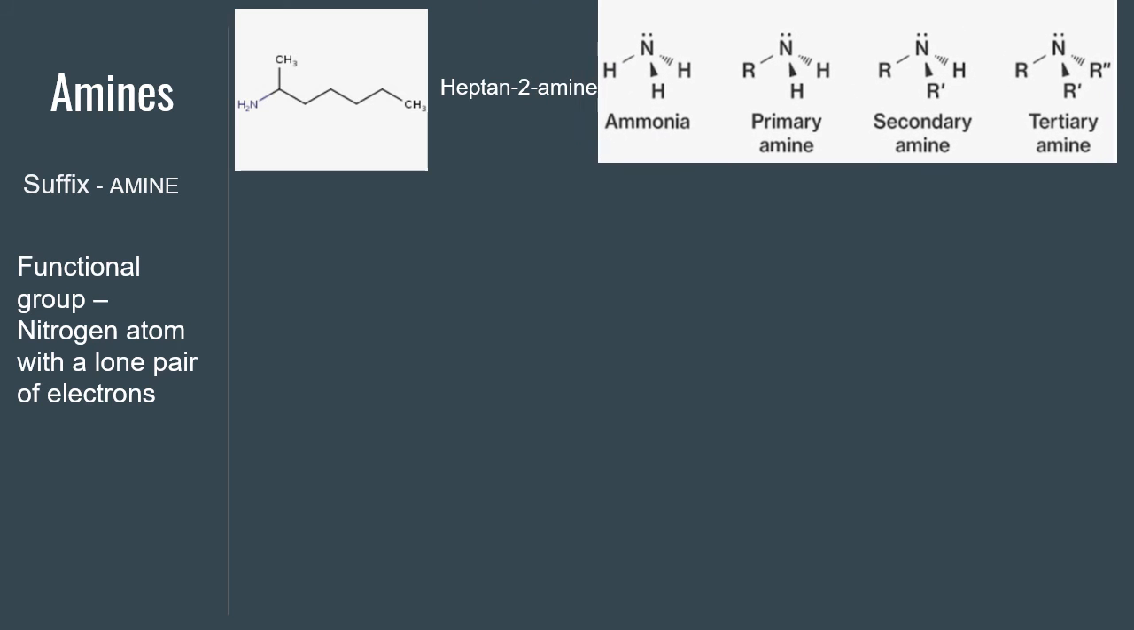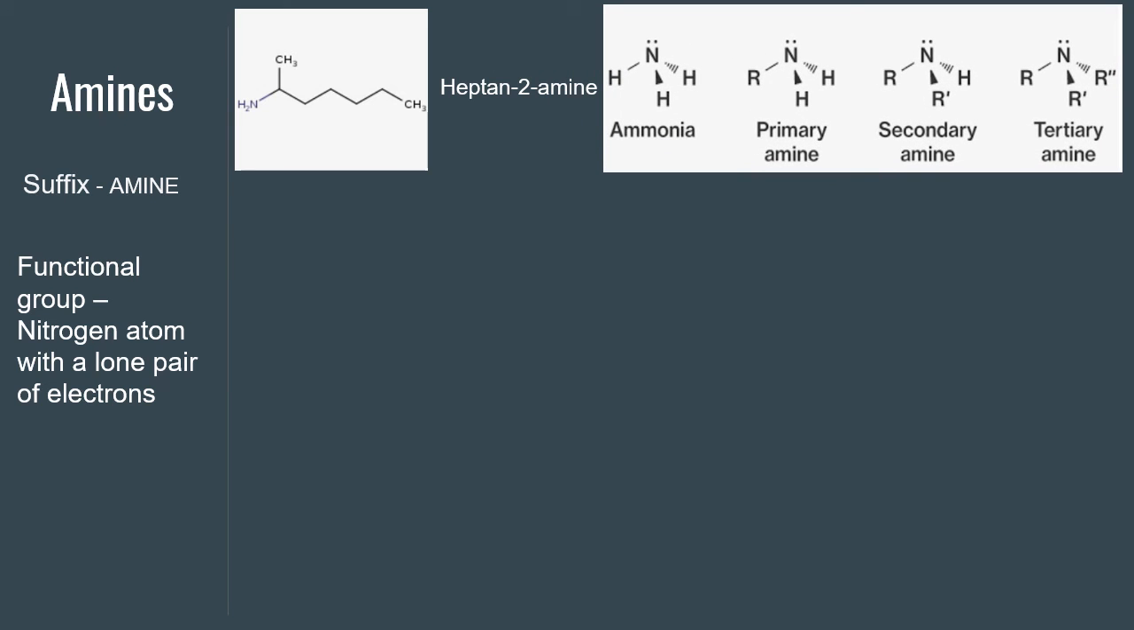Amines also have primary, secondary, and tertiary groups. You can see in the example, for each group you are losing a hydrogen atom and replacing it with either an alkyl or an aryl group until they are all replaced.